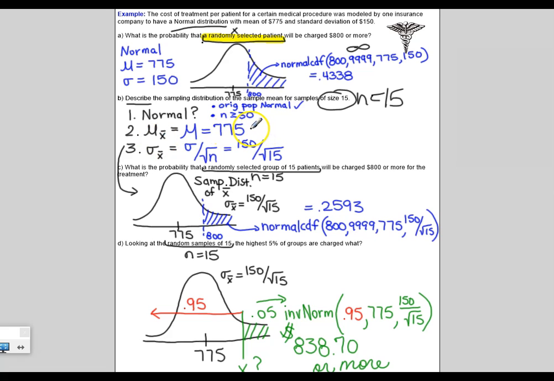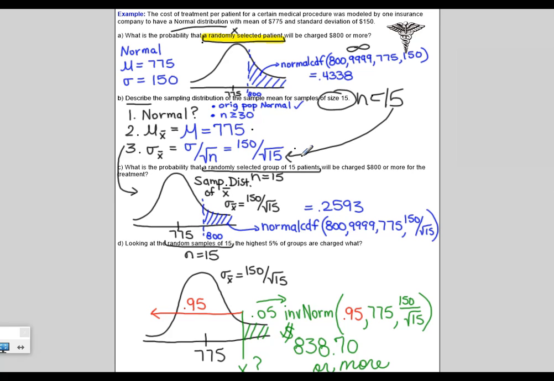So then we also need to know the mean, which we said will be equal to the mean of the original population. And the standard deviation will be equal to the original standard deviation divided by the square root of n, which of course we got from this here. We had a sample size of 15, so that's where the 15 came from. If we were taking samples of 80, we would divide by the square root of 80. Of course you could put that value in your calculator, the 150 divided by the square root of 15, but it's just going to be a long decimal. So for this one, I'm just going to leave it as it is and use that for our standard deviation.